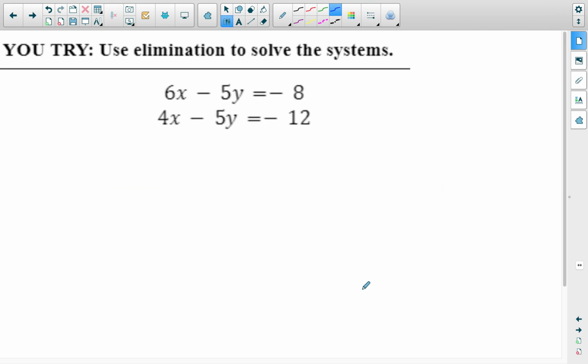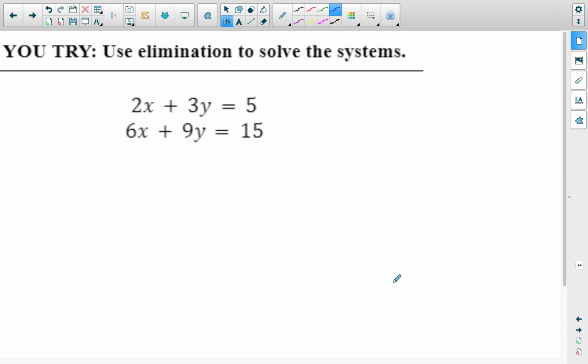Pause the video, look at this example. This is in the bottom left corner of your notes. Hopefully you've had a chance to practice and you should have gotten 2, 4. If you're stuck on that, ask me about it in class. I'm not going to go through it in the video. And then this final example, this is another one where we're going to have to use multiplication. So pause the video, give it a try.